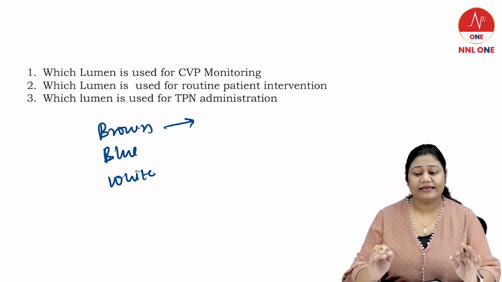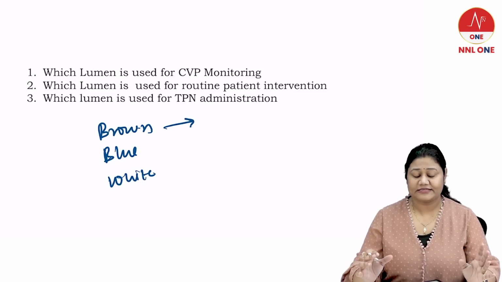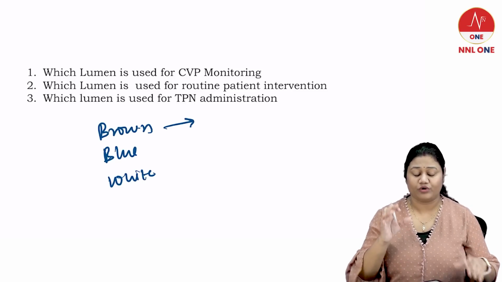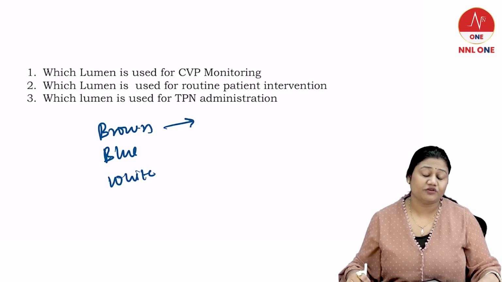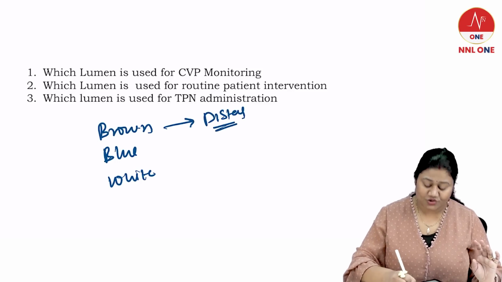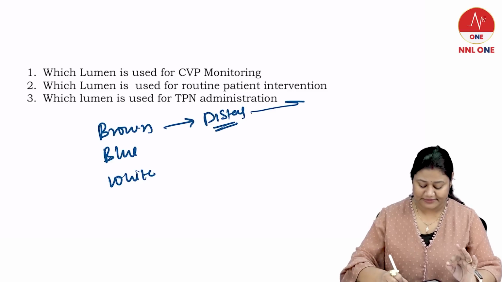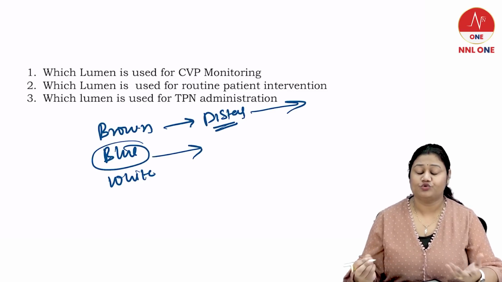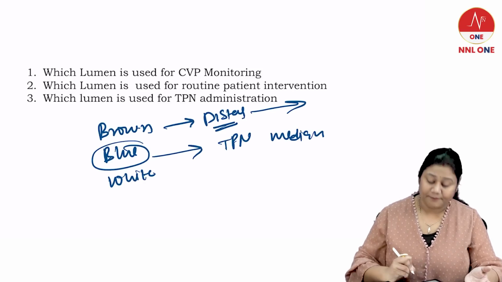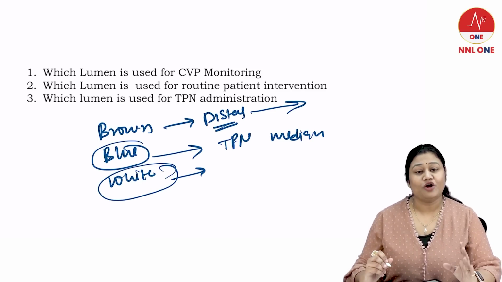Usually we give priority to the lumen which is very important, right? The CVP line is very important because we can monitor the CVP pressure through that lumen. The important one is the brown, which is the distal lumen. The distal lumen is always very important, right? The distal lumen is used to monitor the CVP pressure. The blue lumen is used to administer total parenteral nutrition, which is your median lumen. Blue is median, brown is distal, and the last one is your proximal lumen.